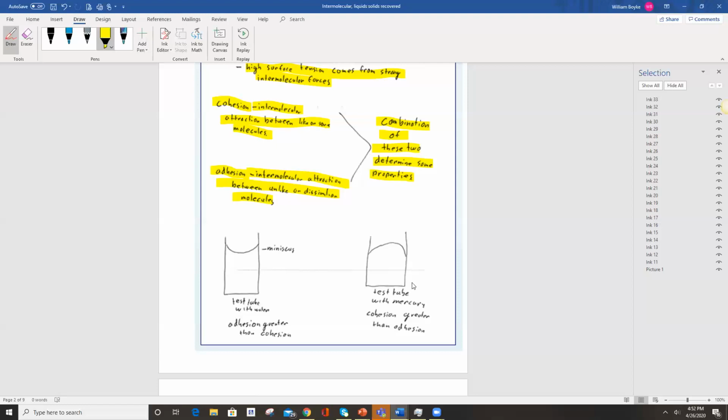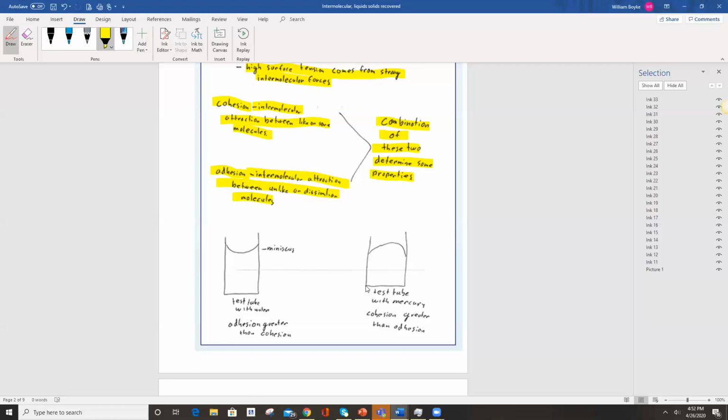It's bulged up. In this case, what you're seeing is that cohesion is greater than adhesion. Mercury would rather interact with itself than interact with the walls of the container, the sides of that container. That's one of the reasons why mercury is not used as often as it used to be. One, it's kind of toxic. Two, it's a complete disaster to try to clean up after it.